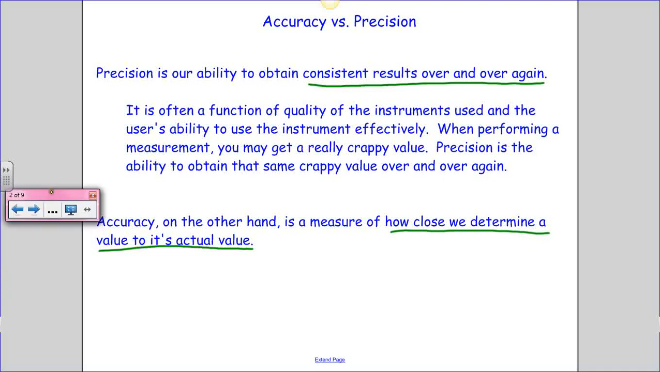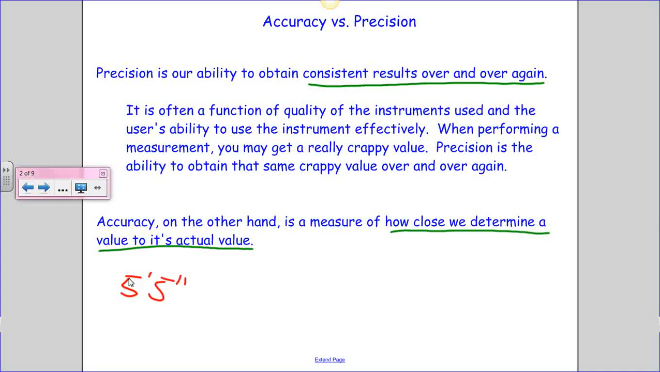As an example, I am 5 feet and 5 inches tall. If I take a measuring tape and measure myself, and I measure myself to be 4 feet and 11 inches, or 5 feet and a half inches, or just 5 feet 0 inches, are these accurate results? No, because I'm about 5 or 6 inches off. However, are they precise? They're fairly precise. They're all within an inch, inch and a half of each other.